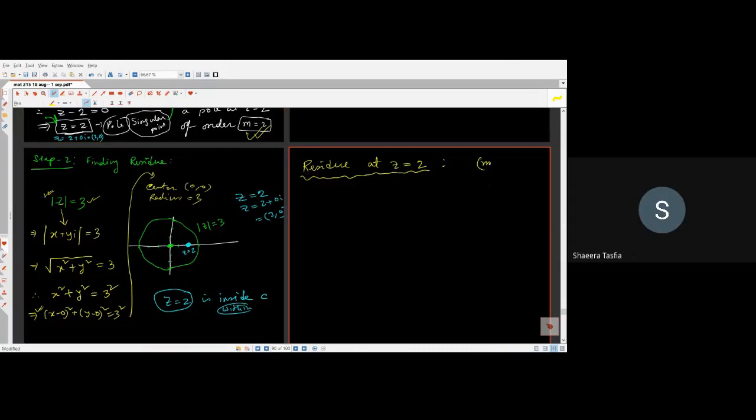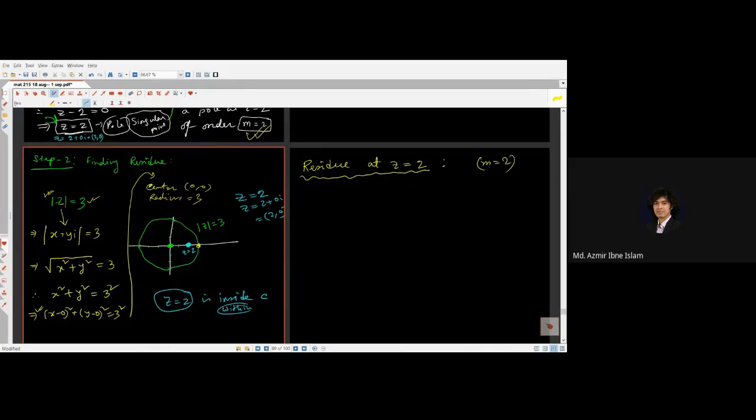Sir, here if it were z equal to 3 instead of z equal to 2, then we would also have to find the residue, because it is on the boundary, inside and on.